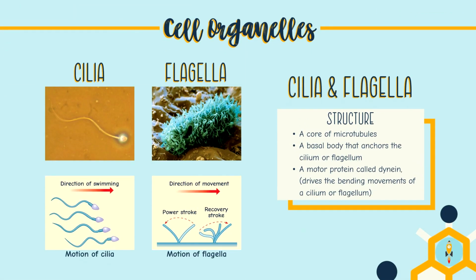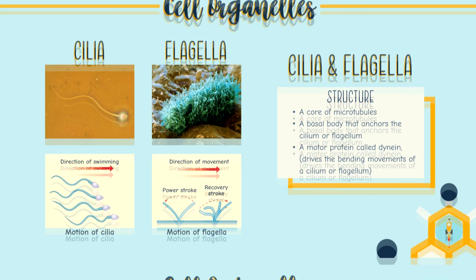9. Cilia and flagella. Cilia and flagella are hair-like structures that extend from the surface of the cell, where they assist in movement. Cilia are short and are present in large numbers on certain cells, whereas flagella are longer and are far less numerous on the cells where they occur.